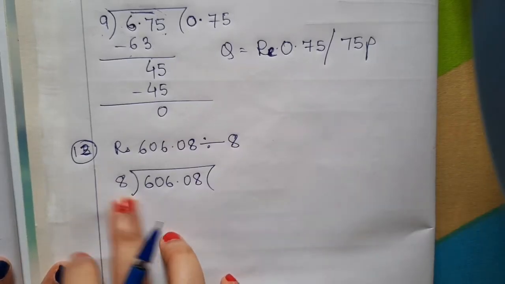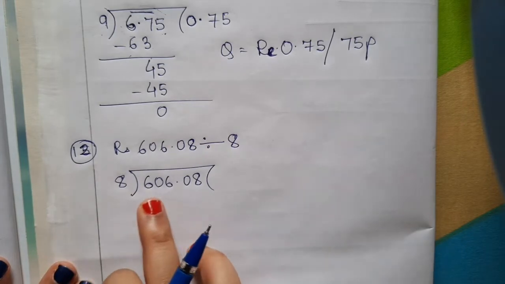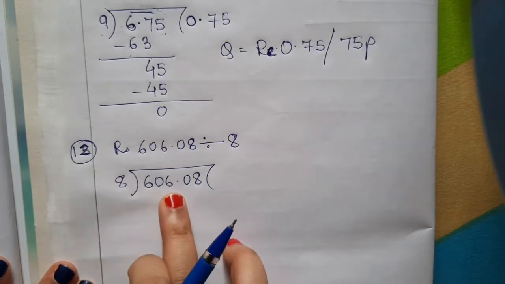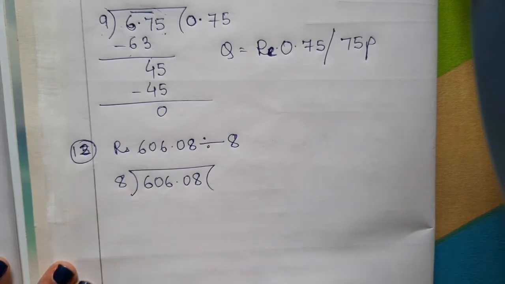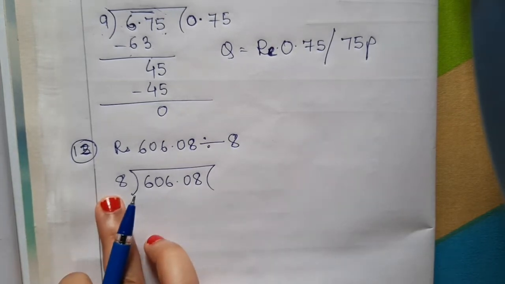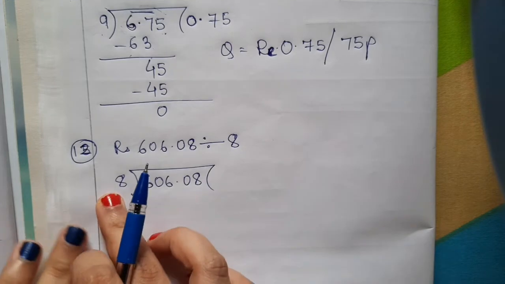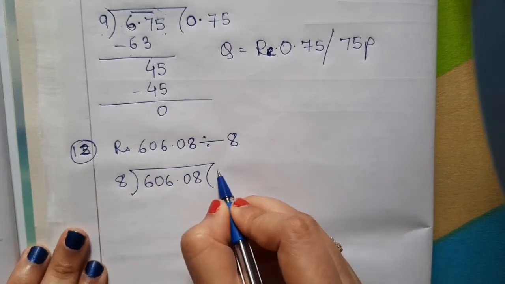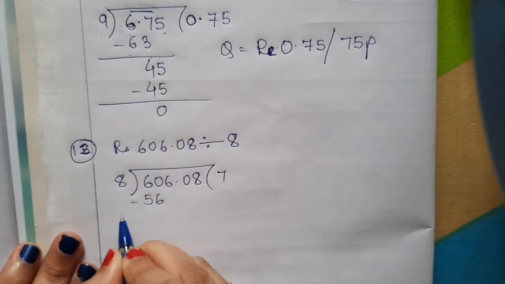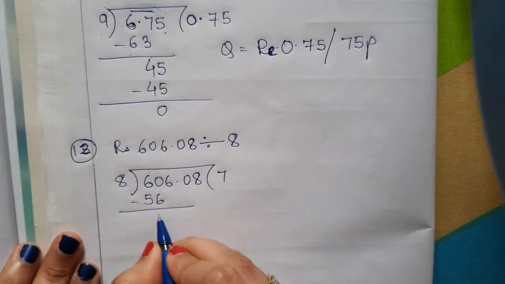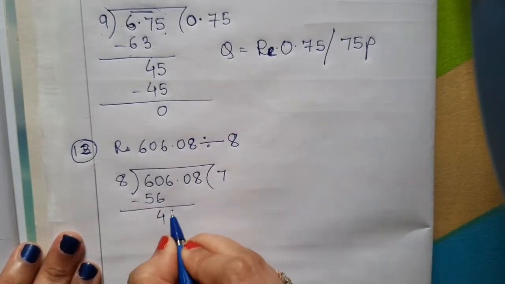Now question number 12. Question number 12 is 606.08. We have to divide this number by 8. Now let's count. 8 ones are 8, 8 twos are 16, 8 threes are 24, 8 fours are 32, 8 sevens are 56. Minus 56, minus 60 is 4. This 6 will come down.